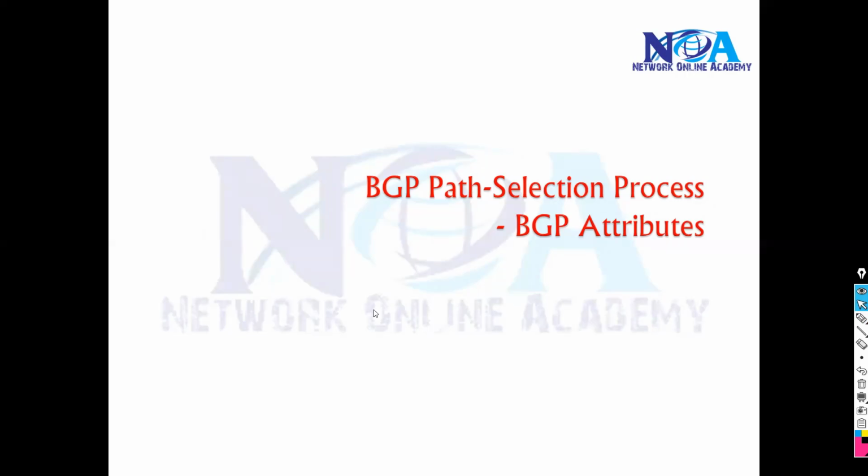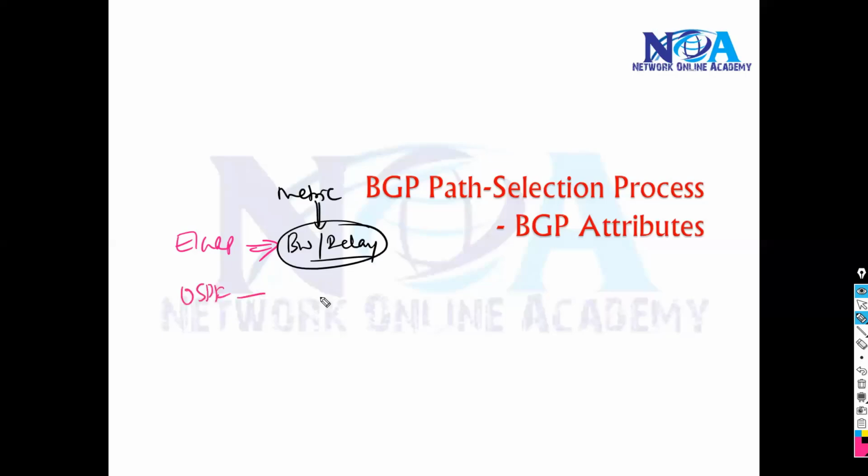So once we are through with the neighbors, now we'll be moving on to the BGP path selection process. Just like we have the EIGRP routing protocol, which decides the best route based on bandwidth, delay, load, MTU, and reliability. Similarly, OSPF uses 10 to the power of 8 divided by bandwidth. If I'm using RIP, then it will see the hop count. So every protocol has its own way of selecting the best routes.